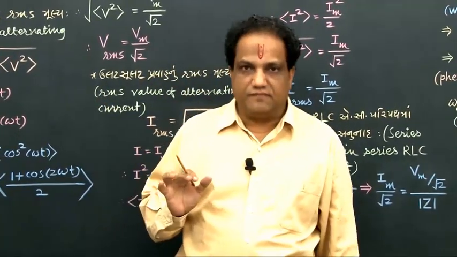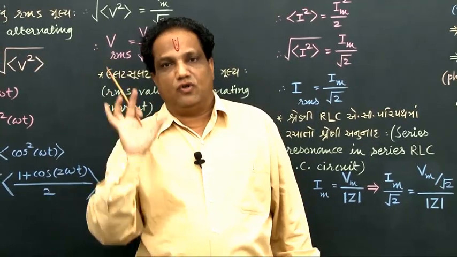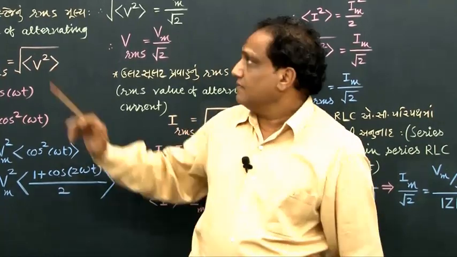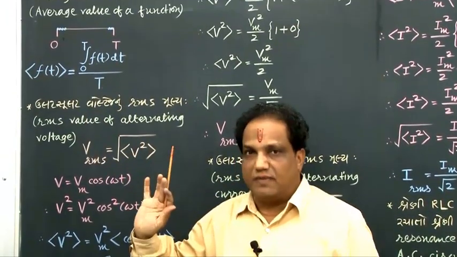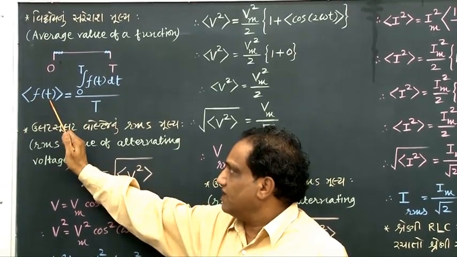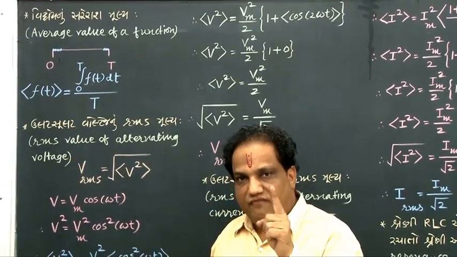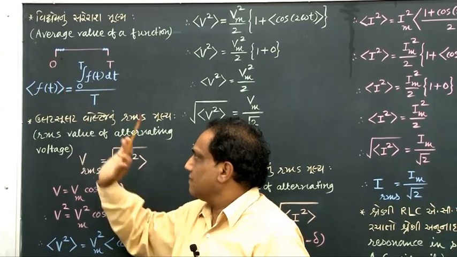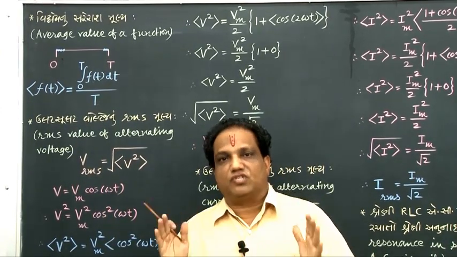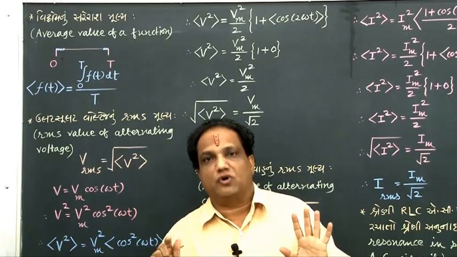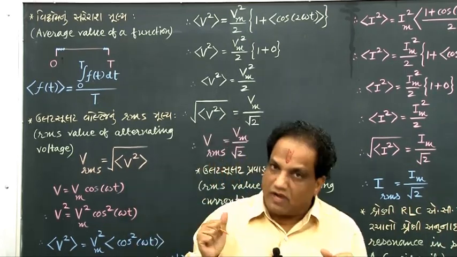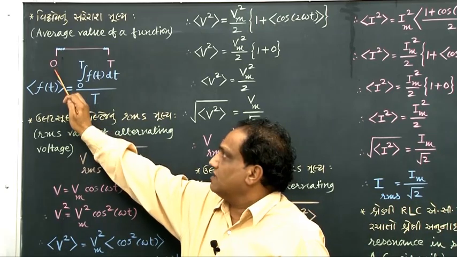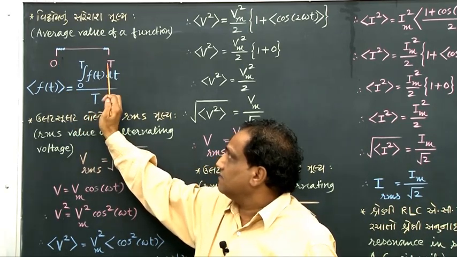First of all, let us see what we mean by the average value of a particular function. At present, we consider a function of time, shown mathematically by the symbol f as a function of t, correct? We are interested in finding its average value. But how to find that average value? First of all, decide in which time interval you want the average value. Suppose I want the average value in one periodic time. That's why I have taken the time interval from 0 to capital T, correct?